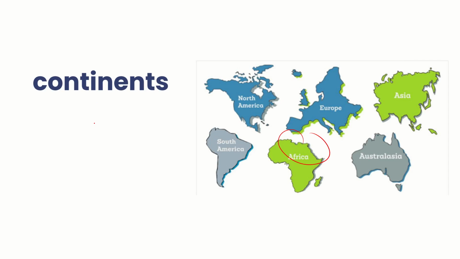As we can see, the Earth is made up of big pieces of land and ocean. We have a name for these big pieces of land. They are called continents. So continents are called large land masses. Large land mass, continent.